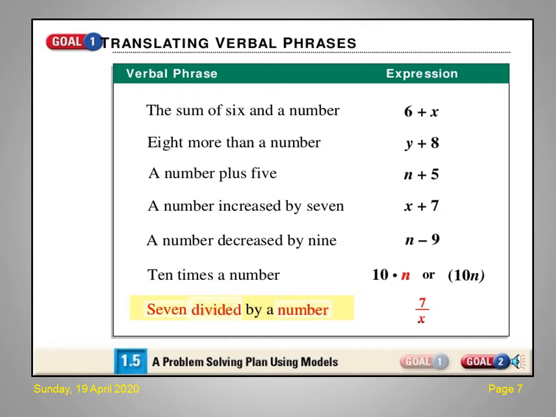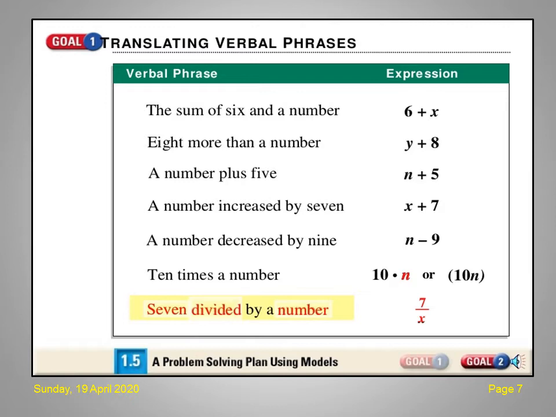Now, translating verbal phrases, that's what we were doing. Actually, algebra is mathematically representing verbal phrases. The sum of 6 and a number, we can write 6 plus x. 8 more than a number, y plus 8. A number plus 5, n plus 5. A number increased by 7, x plus 7. A number decreased by 9, n minus 9.